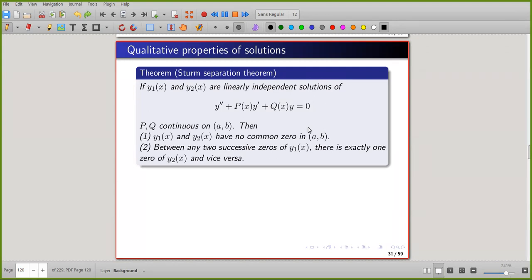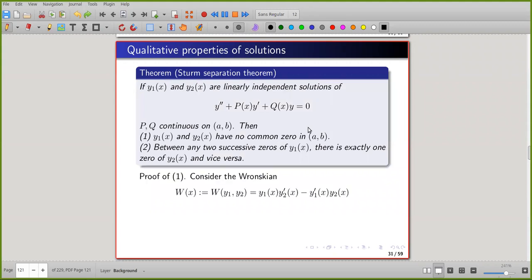And the second part is saying that between any two successive zeros of y1(x), there is exactly one zero of y2(x), and vice versa. Between any two successive zeros of y2(x), there is exactly one zero of y1(x). If you stare at this statement for a few seconds, at least I would be quite surprised. How can you say such a strong statement? But you will see that the proof is remarkably easy.